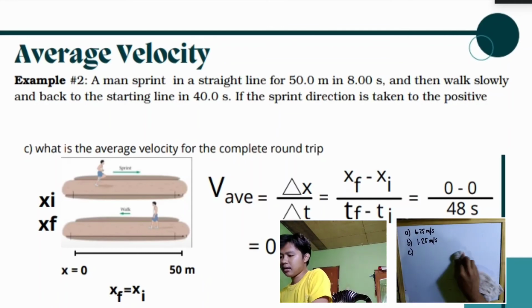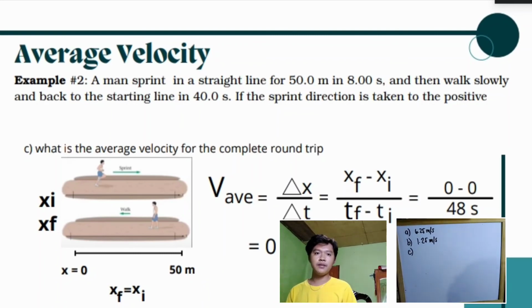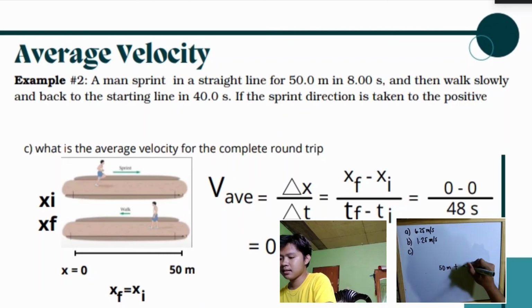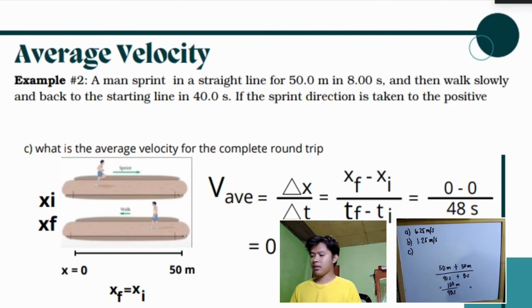Let's now find the average speed. In average speed, we just need to add the meters. 50 meter plus 50 meter over 40 seconds plus 8 seconds. So, the answer is 100 over 48 seconds. So, do the math. 100 meter divided by 48 seconds is 2.08 meter per second. So, here's the answer for average speed.